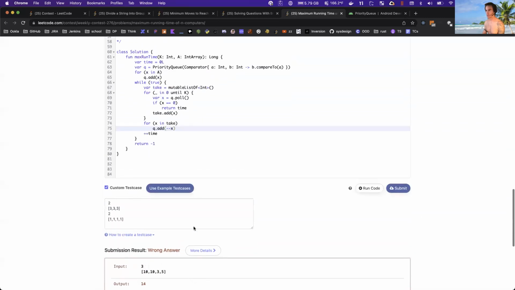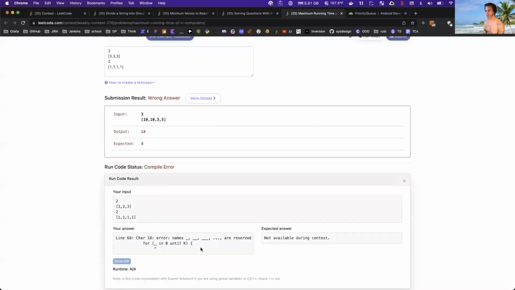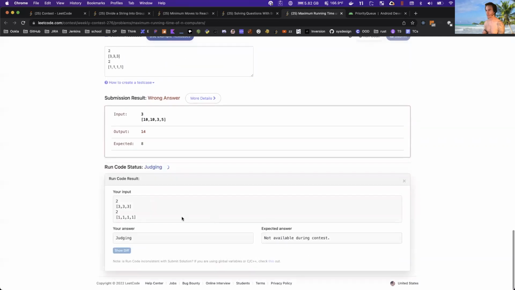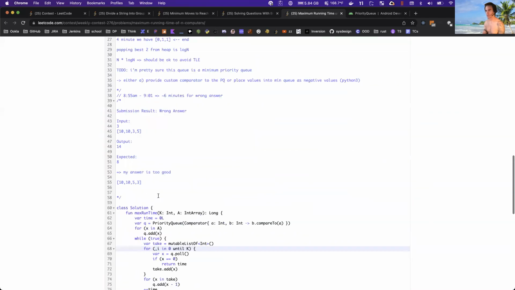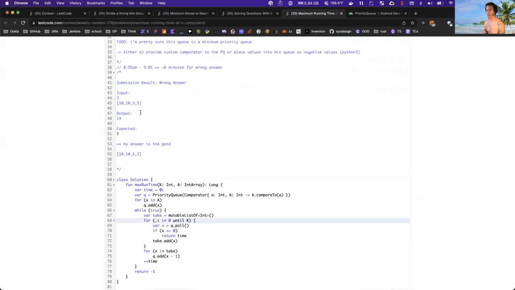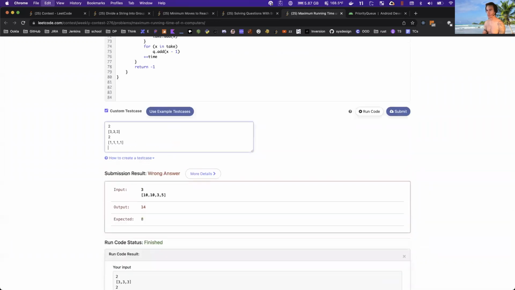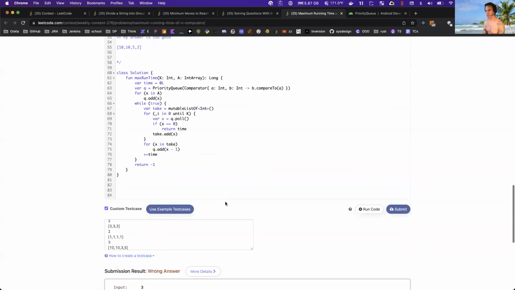Uh-oh, value cannot be reassigned. X minus one. There we go. Underscore is not cool. Okay. Whatever. Not used. So, one, two, and then, oops, hold on. The one I got wrong should be 8 instead of 14. Eight. Okay, that looks good.